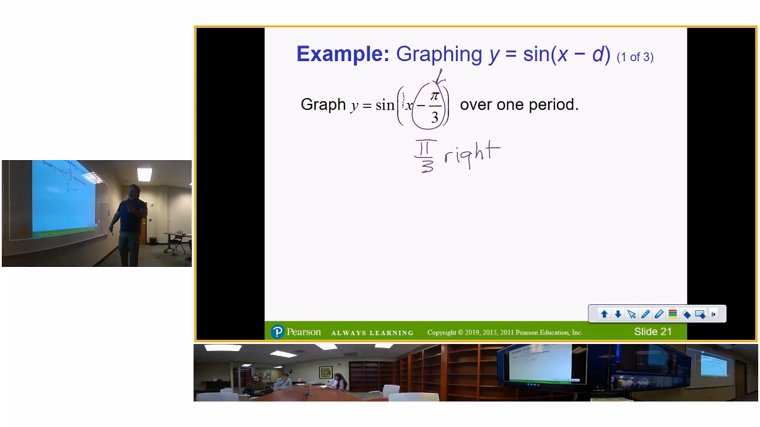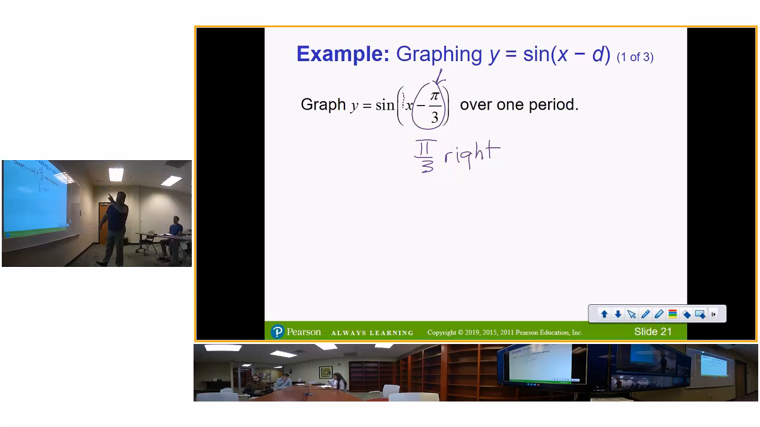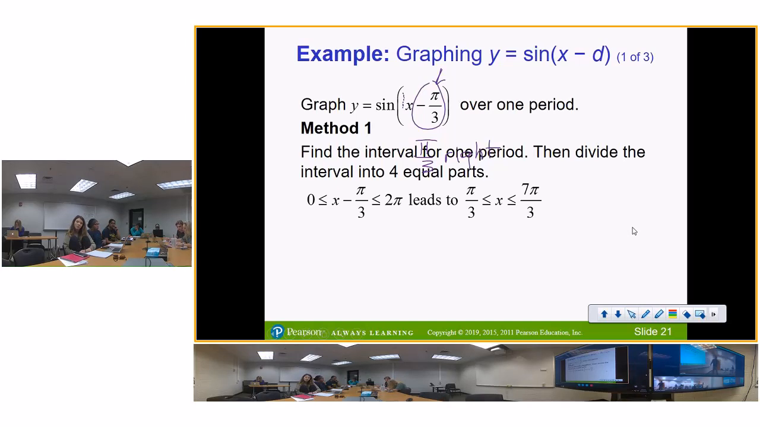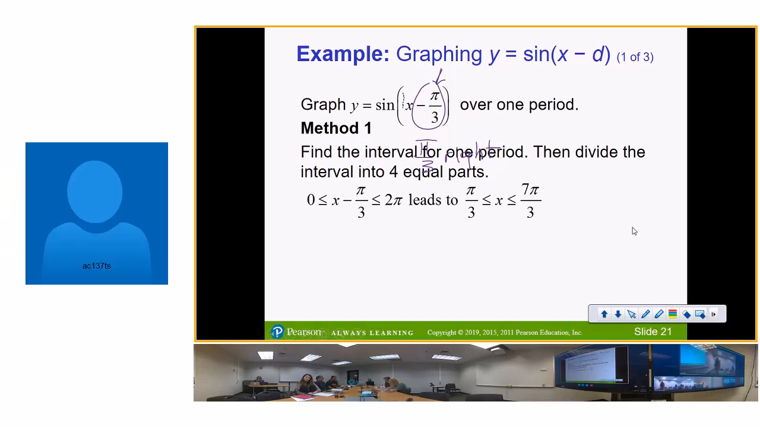You got to make that coefficient of that x equal to 1. So if it's a negative, you got to factor out a negative. If it's a 4, you got to factor out a 4. If it's a 2/3, you got to factor out a 2/3, which they will probably give us one here in just a minute. And there it is. How do you find the interval?